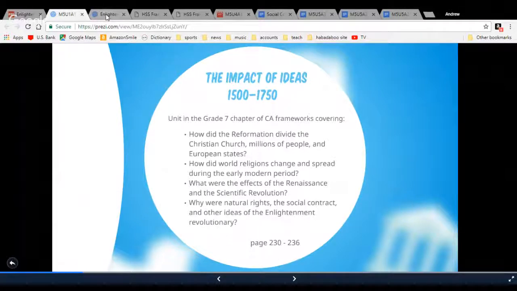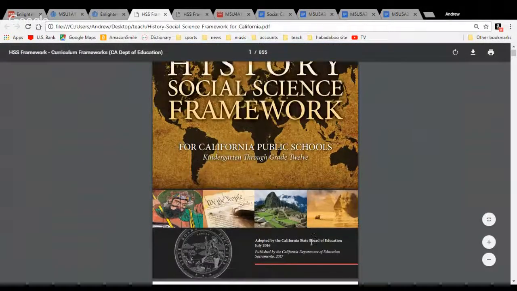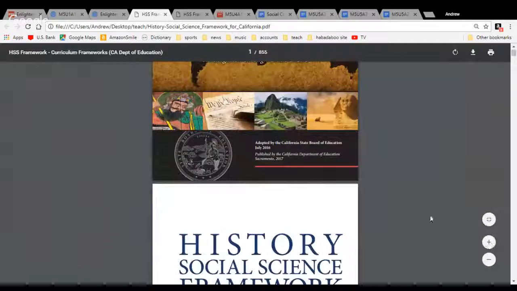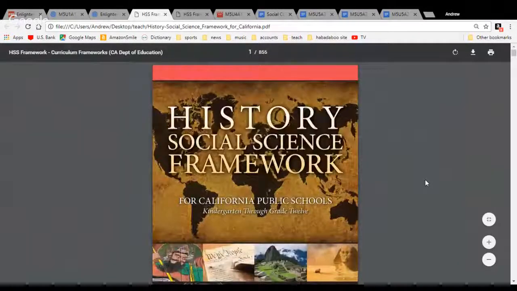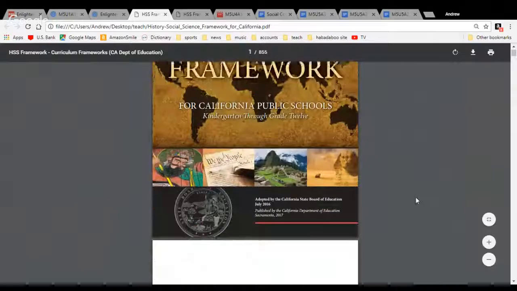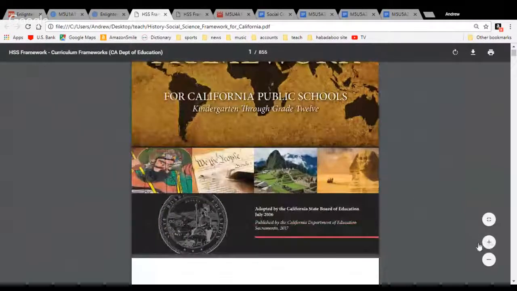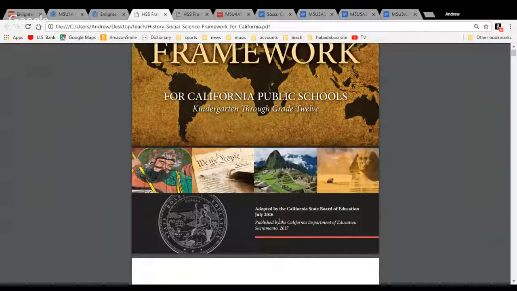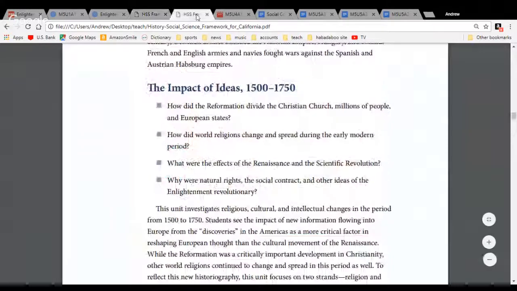Again, this is the California frameworks, which can be downloaded online, and you can see they were adopted in 2016, whereas the standards were written in 1998. When you get into the frameworks on page 230, you start with this impact of ideas, and here are the 4 driving questions, and here's the one on the Enlightenment specifically.